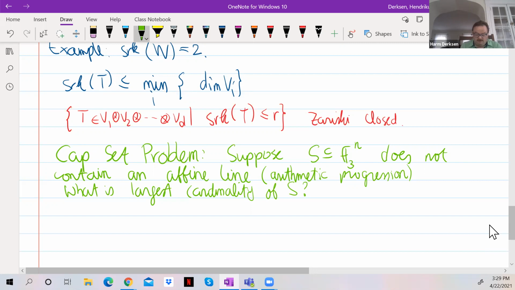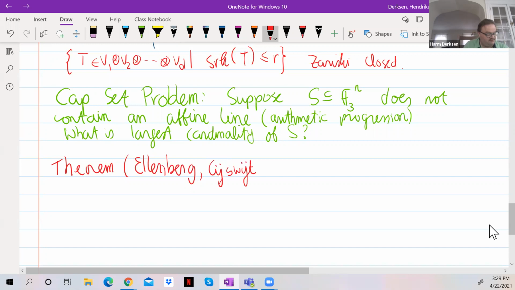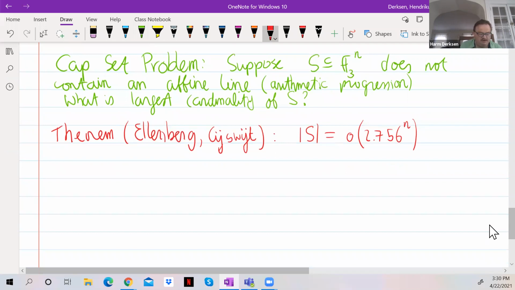But there was a recent breakthrough by Jordan Ellenberg and Dion Gijswijt. It's a beautiful Dutch name. And they proved that the size of S is small o of 2.756 to the power n. But it's actually some algebraic number. In fact, I think I put it down somewhere.